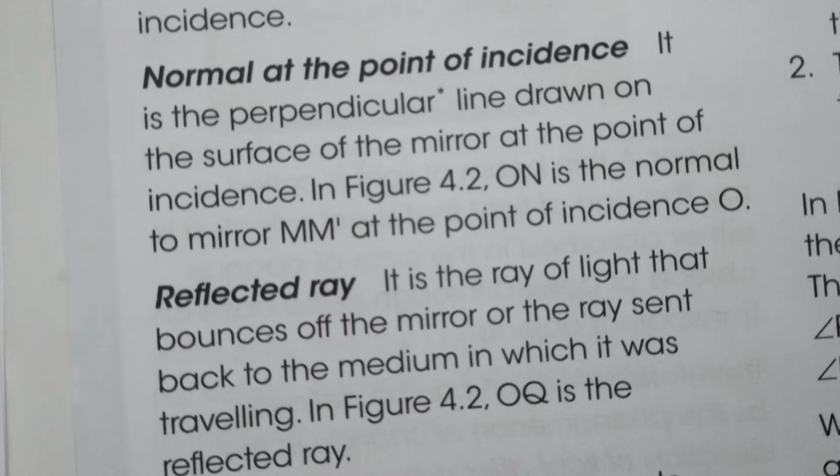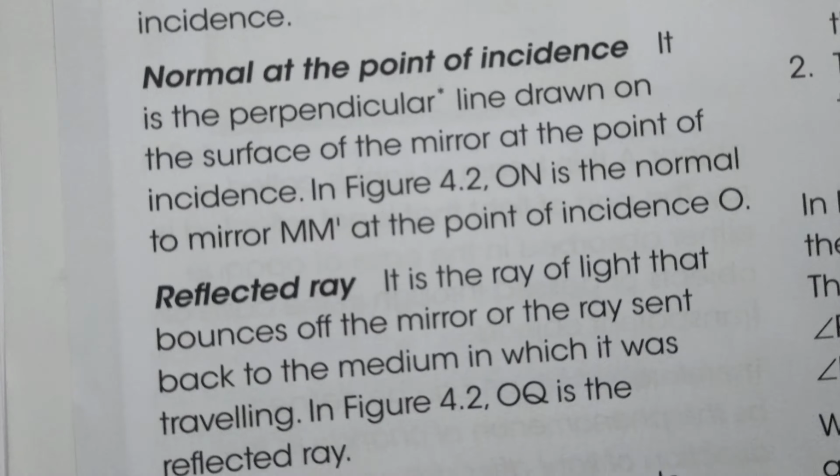Next we have the reflected ray. It is the ray of light that bounces off the mirror, or the ray sent back to the medium in which it was traveling. Angle of incidence: it is the angle between the incident ray and the normal. So this was the diagram, right? First PO. You see PO here. PO is falling on the mirror and OQ is getting reflected and ON is the normal.